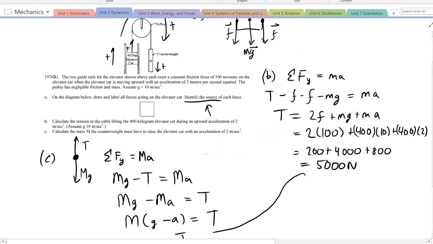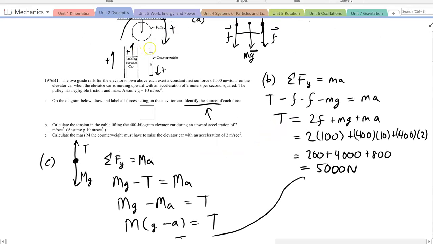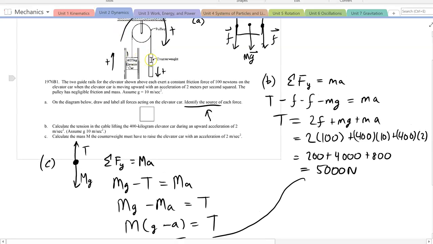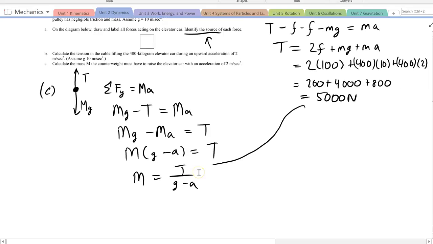The tension's here, so let me go back to the drawing. This tension is the same as this tension, right here and right here. This and this are the same tension, and that's just a fact we need to know about pulleys, that the tension will be the same. So it's actually 5,000, so we can plug in 5,000 here.